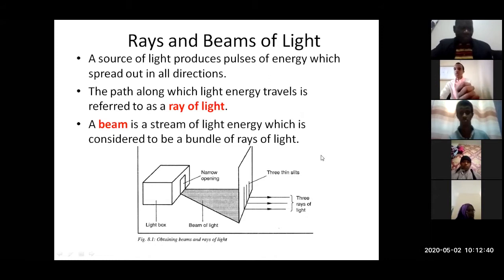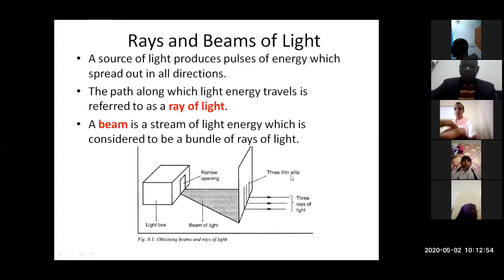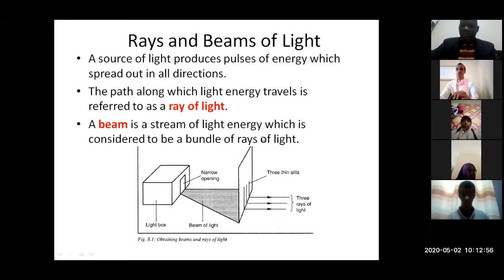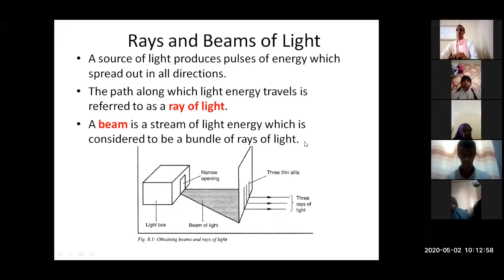So we talked about a ray of light. When you talk about a ray of light, we mentioned that that is the path that light follows. If we have many rays, we refer to that as a beam of light. Then we mentioned three types of beams of light.